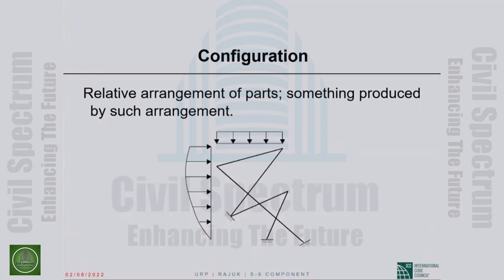Configuration, the word means a relative arrangement of parts, something produced by such arrangement. This is the dictionary meaning: relative arrangement of parts, something produced by such arrangement.